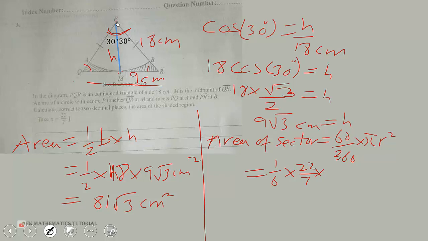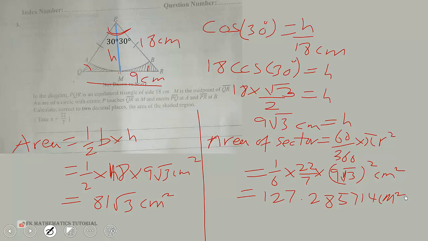So the radius of the circle is 9 root 3. So 9 root 3 squared centimeters squared. 1 over 6 times 22 over 7 times 9 root 3 squared. So this will give us 127.285714 centimeters squared. The whole of this is recurring, but you can leave it like that.